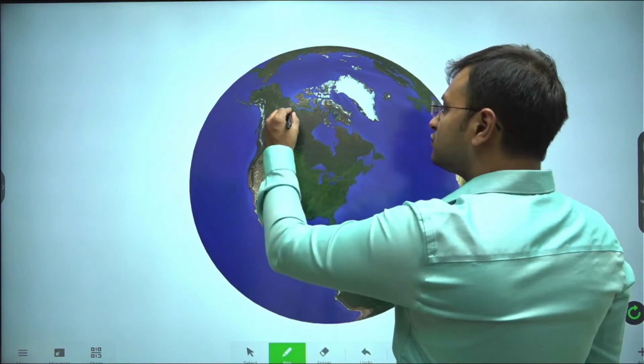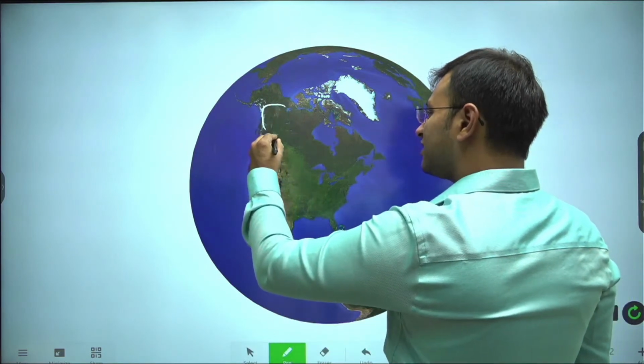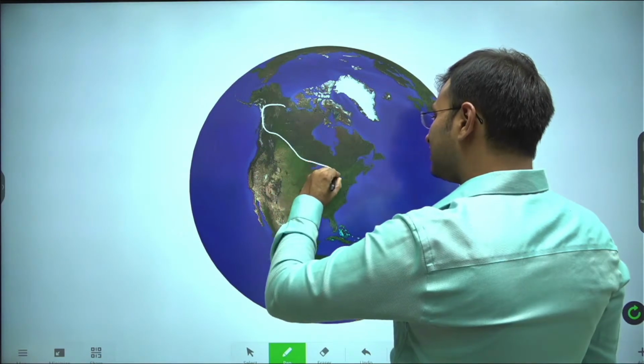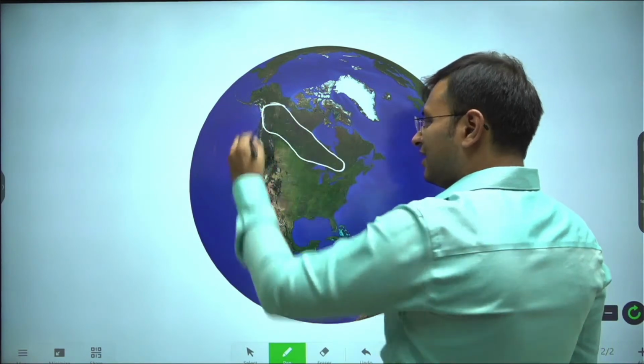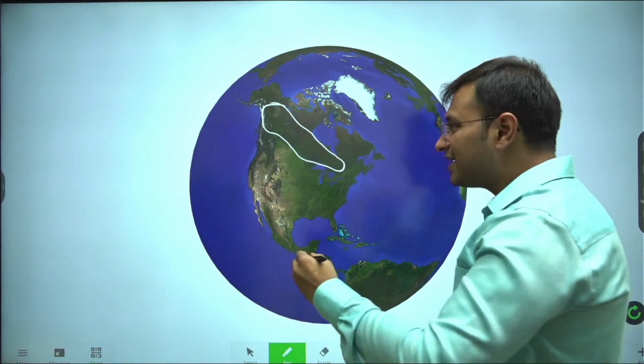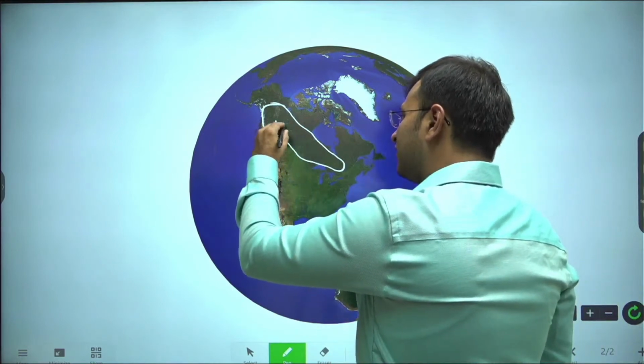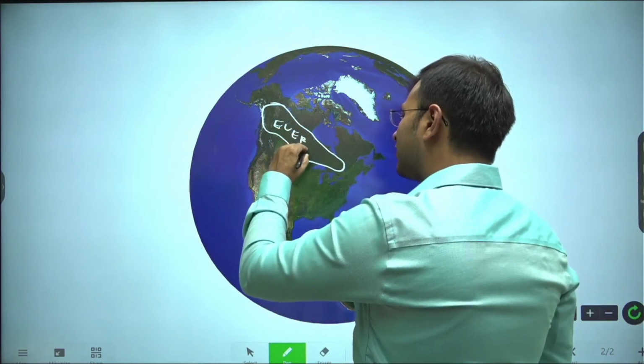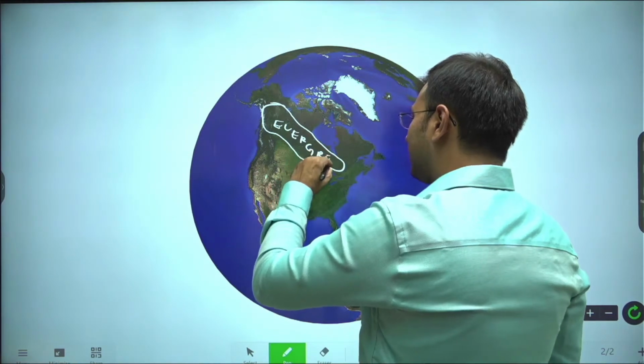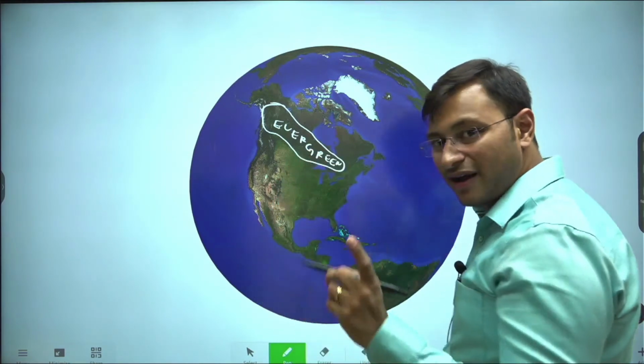Okay. So if you see this part of North America, this part is again very dark green, indicating what? Again, you have evergreen vegetation. And again, this is the taiga belt. Okay, taiga belt. Why again?